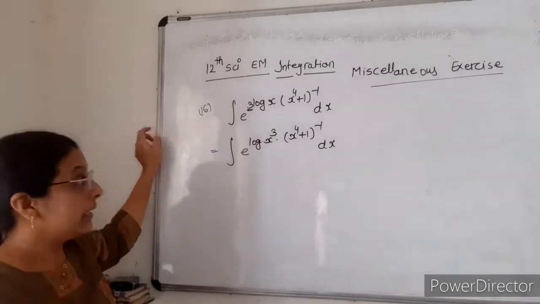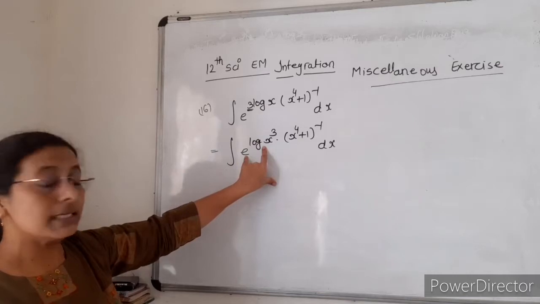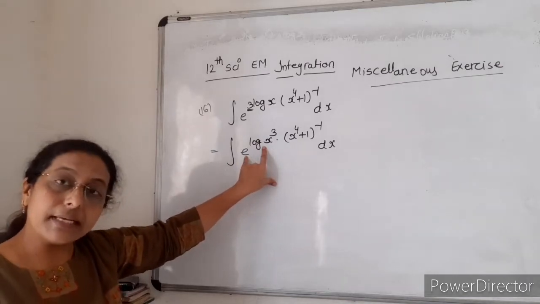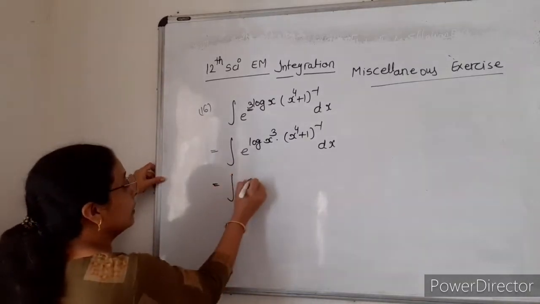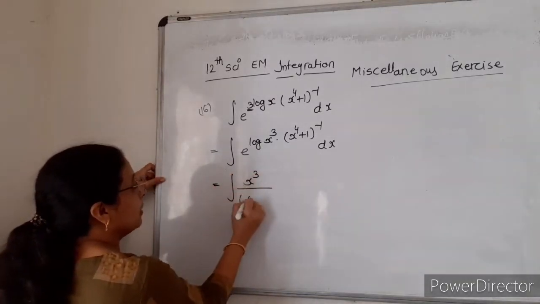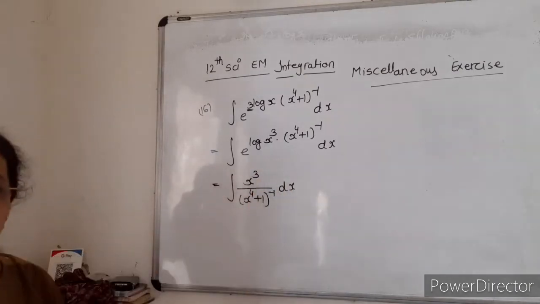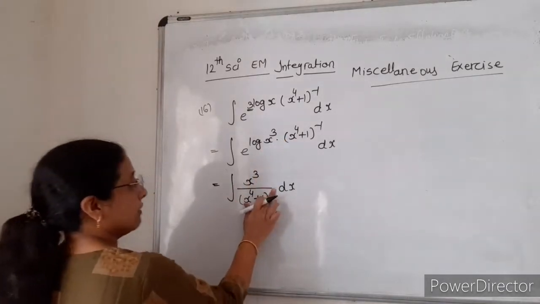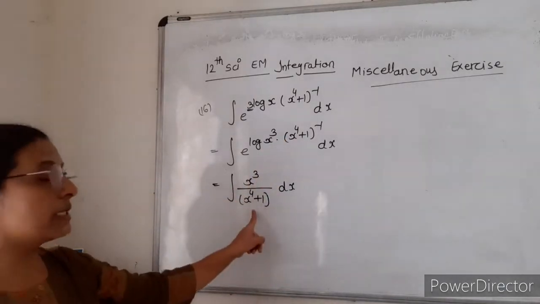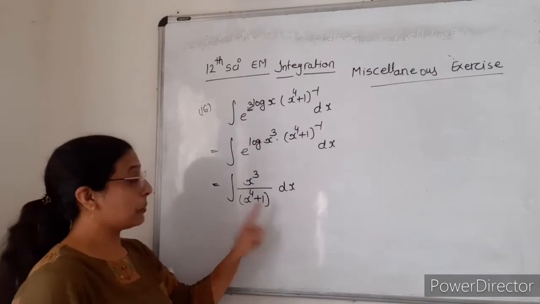Now the base is not given here and here, so the base is e. Base e and base e are equal, so you can cancel it. So our integration becomes x cube upon x raised to 4 plus 1 raised to minus 1 dx. Right? And now, a power of minus 1, so I will take it in the denominator and it becomes plus 1. So now it is x raised to 4 plus 1.